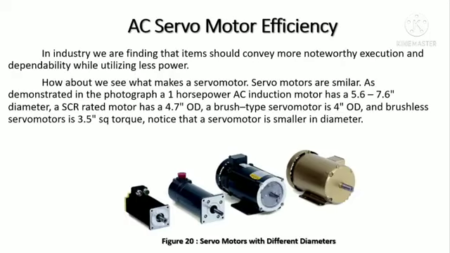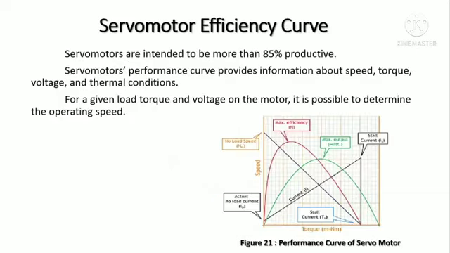AC servo motor efficiency. Industries are finding that products should deliver greater performance and reliability while using less power. In this figure, you see different sizes of motors. Servo motor efficiency curve. Servo motors are intended to be more than 85% efficient. A servo motor's performance curve provides information about speed, torque, voltage, and thermal conditions. In this figure, you see the performance curve of a servo motor.